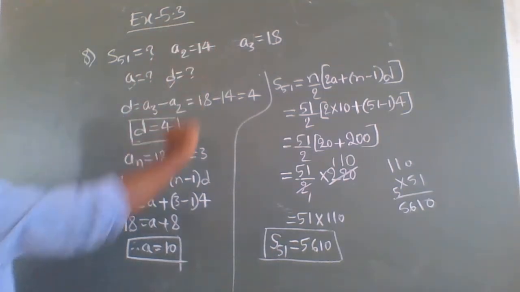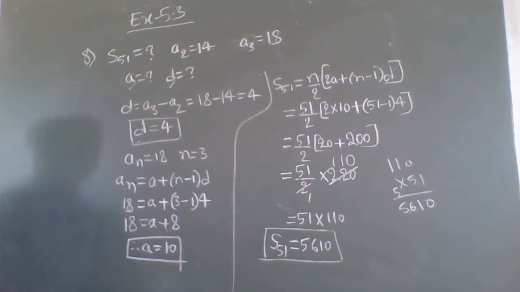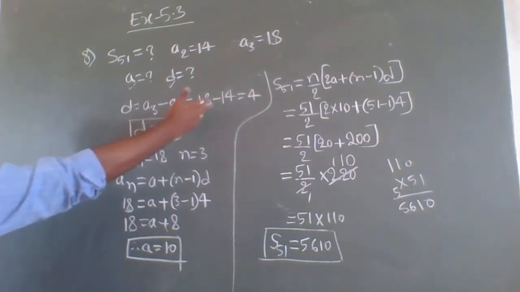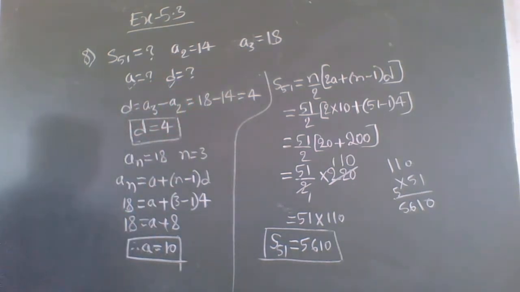A2 and A3 are consecutive terms in an arithmetic progression. So to calculate the d value, what can I do? d is equal to A3 minus A2. 18 minus 14 means 4 only. So first I got the value of d, and next I calculated the value of a.